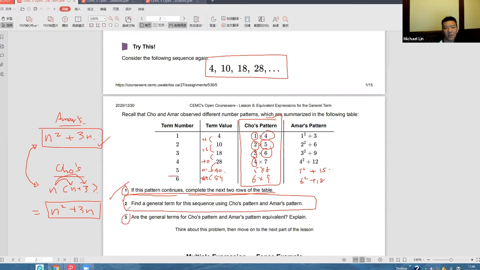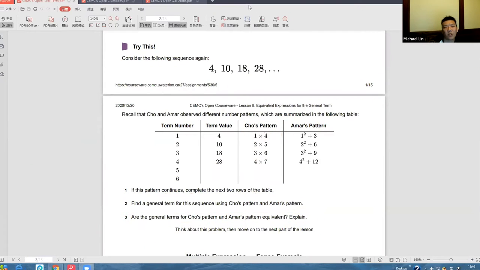So that's an answer for number 3. Are the general terms for the two patterns equivalent? They are equivalent, okay? It's just one is in factored form and one's in expanded form. So there's absolutely no difference. So you can see that there's multiple ways for us to solve for these answers.